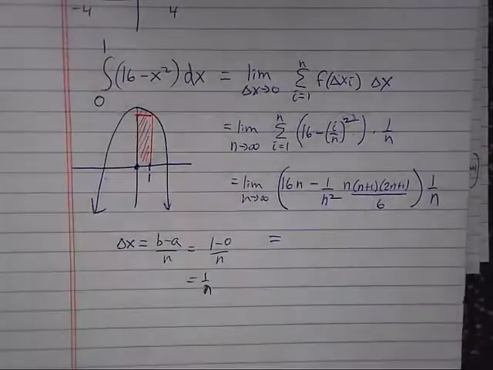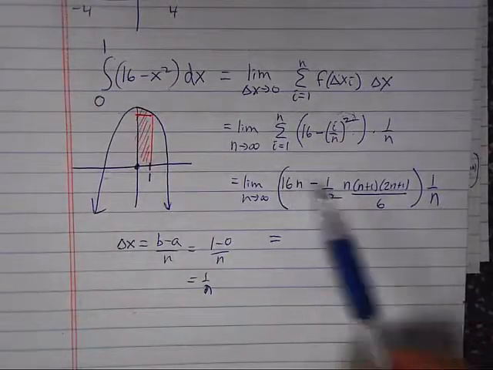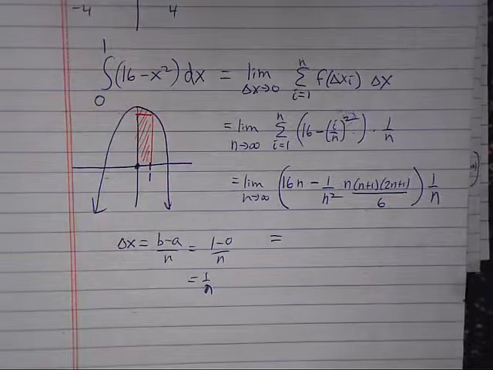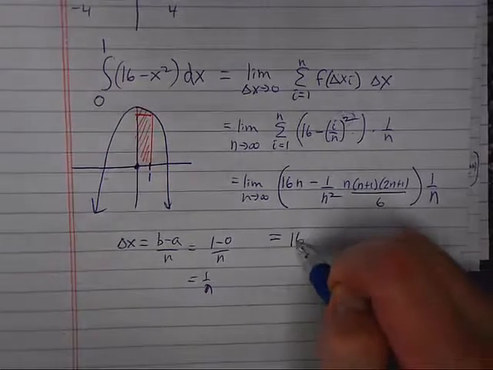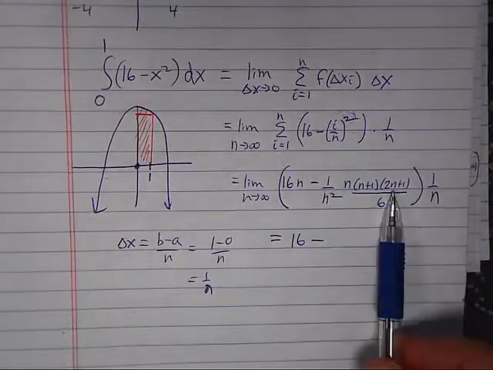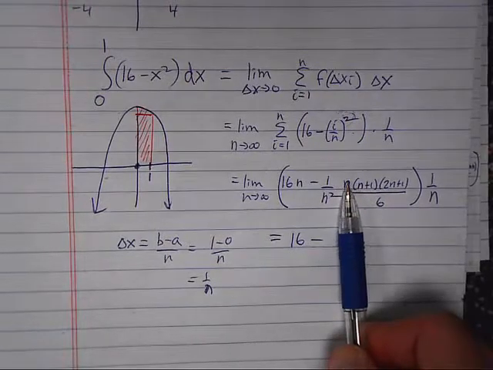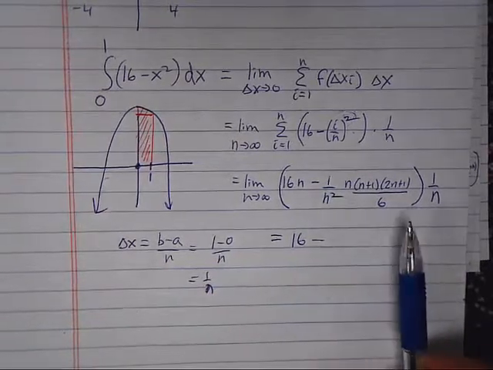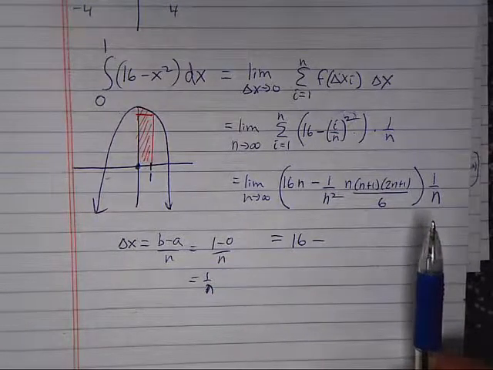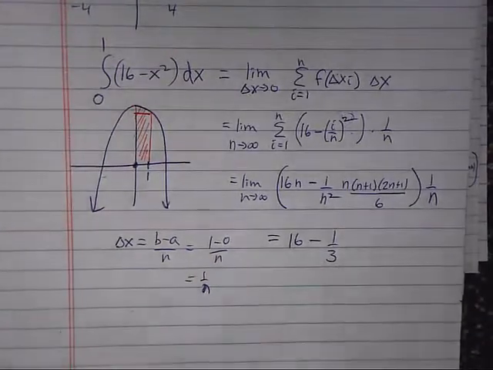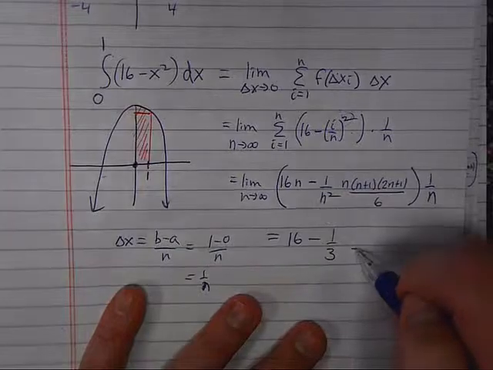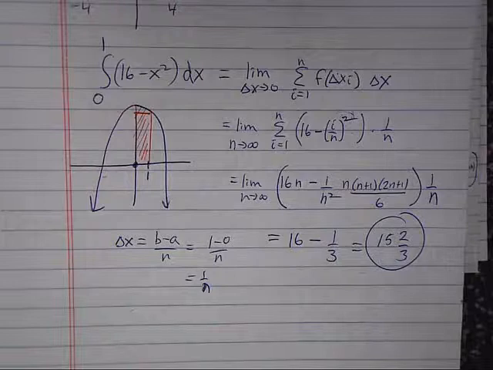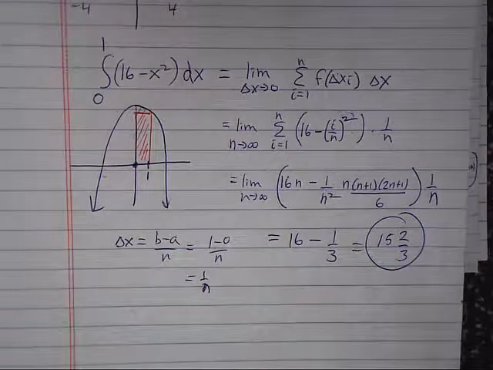Now I do my limit. I have 16n times 1 over n. My power on top is a 1. My power on bottom is a 1. So when n goes to infinity, I'm going to get 16. Minus. On top, I would have 2n cubed. And on bottom, I would have 6n cubed as my highest powers. So 2n cubed over 6n cubed, 1/3. 16 minus 1/3 is 15 and 2/3 would be my answer. Questions on that?